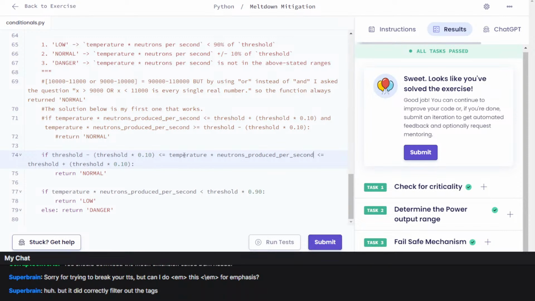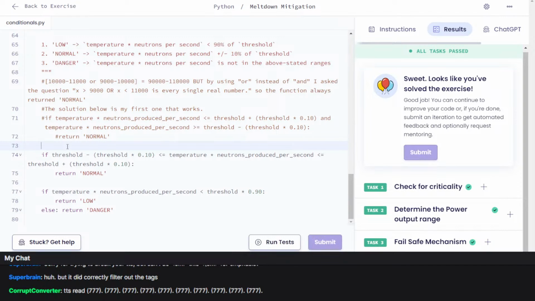It knows not to compare this. It knows it needs to multiply this. Well, even without parentheses, it just knows it needs to be multiplied. Superbrain says huh. But cool, it did correctly filter out the tags. I'm over here doing this, and you guys are just playing with the TTS. Just so silly. Okay, this is the second.